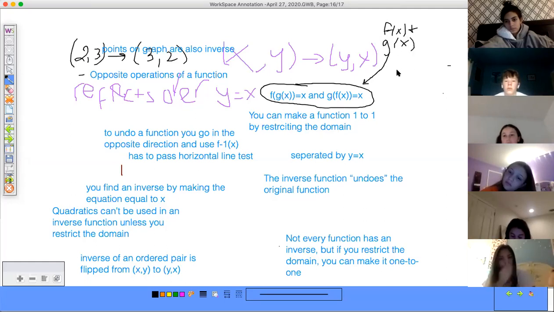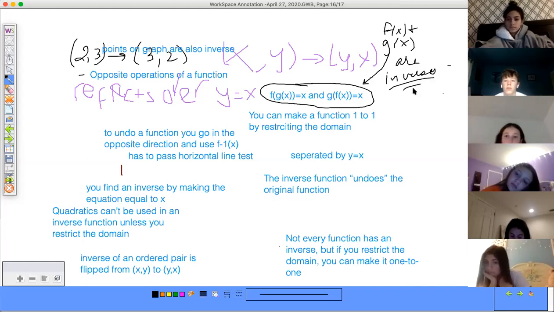Equal? They're not equal. What are they? Not opposites. Use the better word: f of x and g of x are inverses. Yes, they are inverses. This is saying that they are inverses of one another. That's exactly what it's saying.